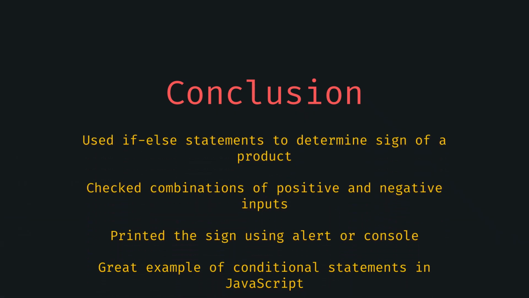We've built a JavaScript program to find the sign of the product of these three numbers. Using conditional statements, we've checked all possible cases and displayed the results. This is a great way to practice logical thinking and if-else branching.